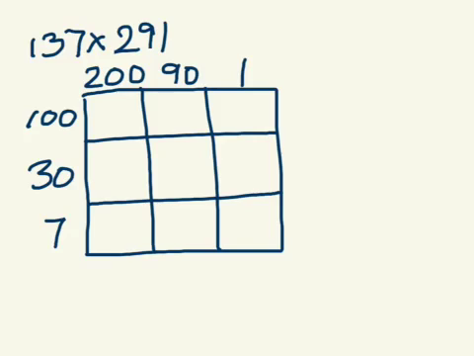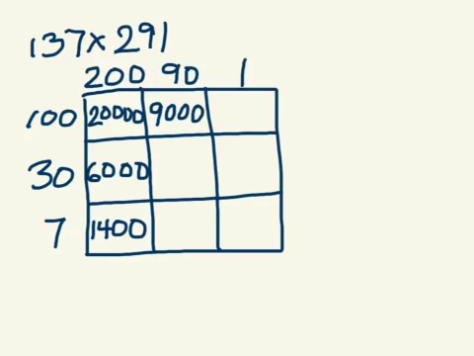291. Okay, 100 times 200. Well, 1 times 2 is 2, and then I've got a total of 4 zeros. 30 times 200. 3 times 2 is 6, and there's 3 zeros. 7 times 200. 7 times 2 is 14, and some zeros. 100 times 90, 1 times 9, and then there's 3 zeros there. 30 times 90, 3 times 9 is 27, and 2 zeros. 7 times 90. Well, 7 times 9 is 63, and a 0.